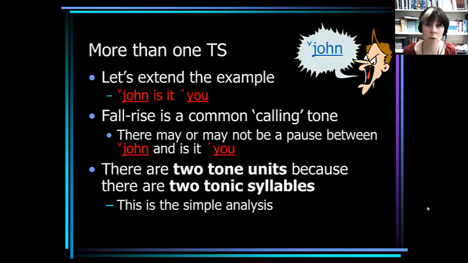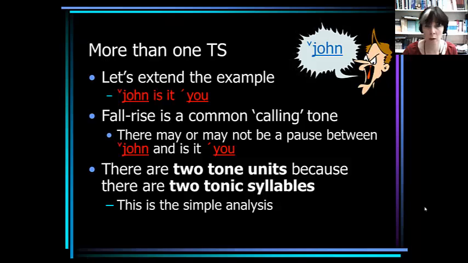Now we can have more than one tonic syllable in an utterance, and that usually indicates there's more than one tone unit. So if we extend the example, here's our is it you? And now we've got this, which is a common calling tone. John, is it you? John, is it you? Then there may or may not be a pause between John and is it you. So I could say, John, is it you? With a pause, or I could say, John, is it you? With no pause. It doesn't matter whether there's a pause or not. There are 2 tone units because there are 2 tonic syllables. This is the simple analysis.